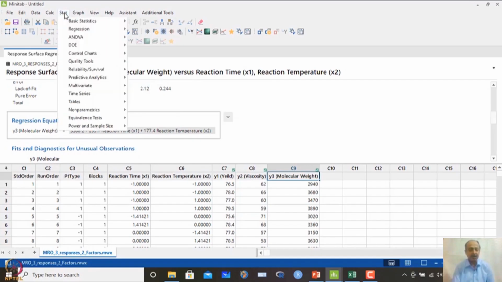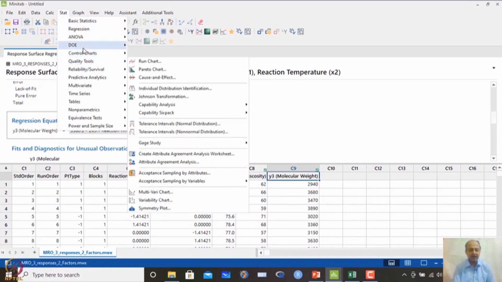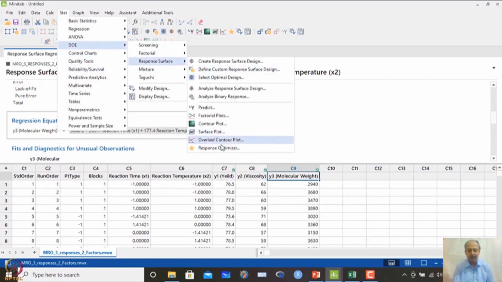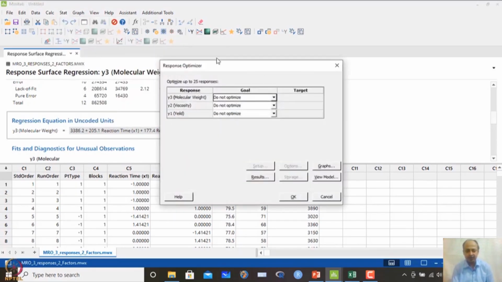What we will do now is go to Stat, then DOE, Response Surface, and Response Optimizer. When you go there, it will ask how you would like to optimize, since it can optimize up to 25 responses. So, for these 3 responses: y3 is molecular weight, we want to minimize this one. y2 is viscosity, which should be on target, and the target value is 65, that we know. And yield we have to maximize. So, we are just mentioning that.